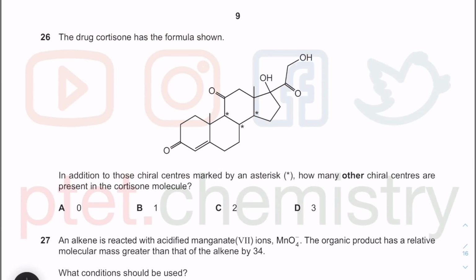Question 26, we have cortisone. In addition to those chiral centers marked by an asterisk, they also highlighted others, so you cannot count those already marked with an asterisk. How many other chiral centers are there? Look for ring junctions. So I'm highlighting this green one. There's one. These are double bonded, so automatically they cannot be a chiral center.